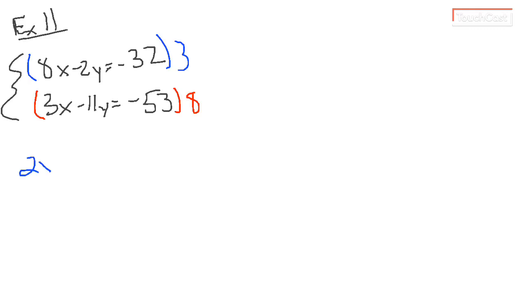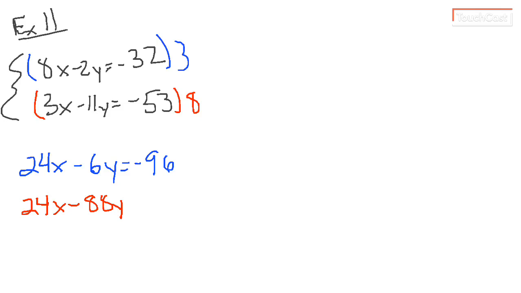So in the first equation, I multiply everything by 3. I'm going to get 24x minus 6y equals negative 96. And in my second equation, I'm going to get 24x minus 88y equals negative 424. And then I'm going to just change the signs of the bottom equation. So make it negative 24x plus 88y equals positive 424.